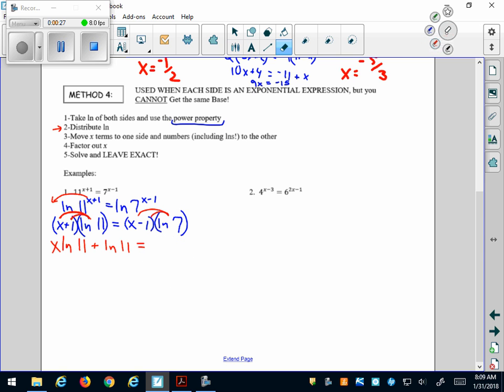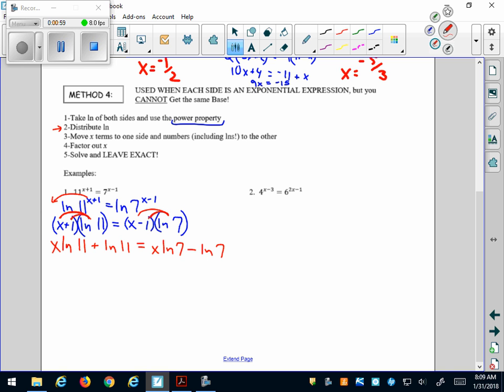Make that better, right? Because ln of 7 times x is x ln of 7, and then distribute to the negative 1, and it's minus ln of 7. Did I lose anybody? You with me? Distributing the ln of 11, the ln of 7, as if it's just a value. It is. It's just a number.